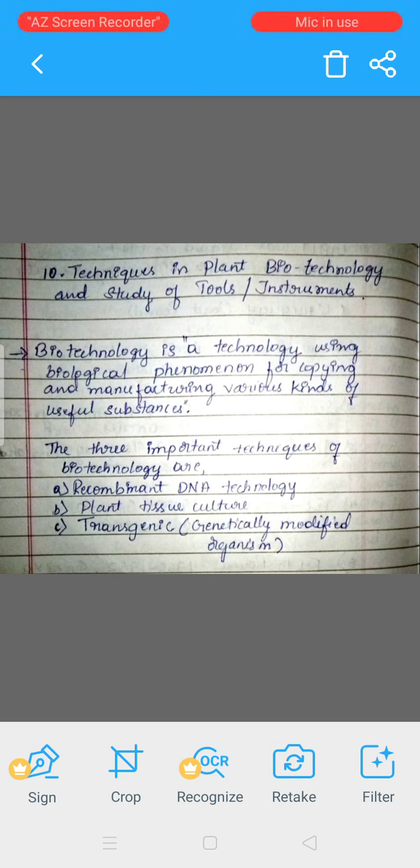Three important techniques of biotechnology are: first one, recombinant DNA technology; second one, plant tissue culture; third one, transgenic organism, that is genetically modified organism. First one, recombinant DNA technology.